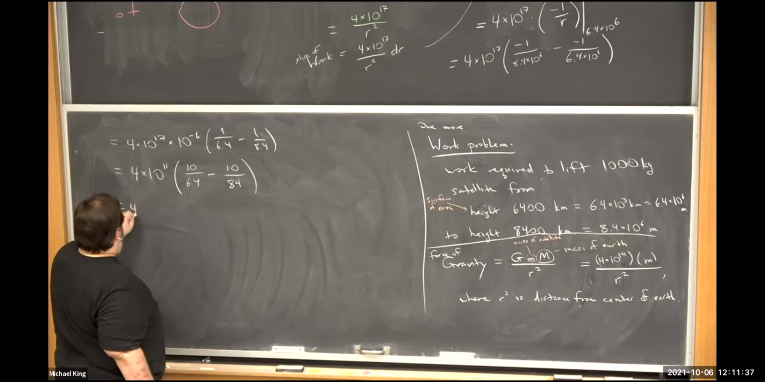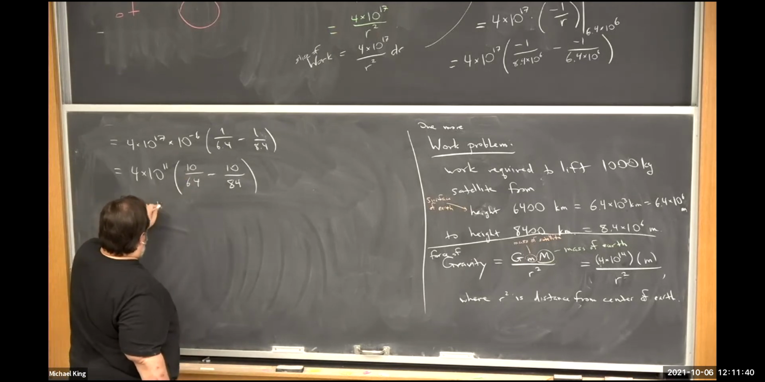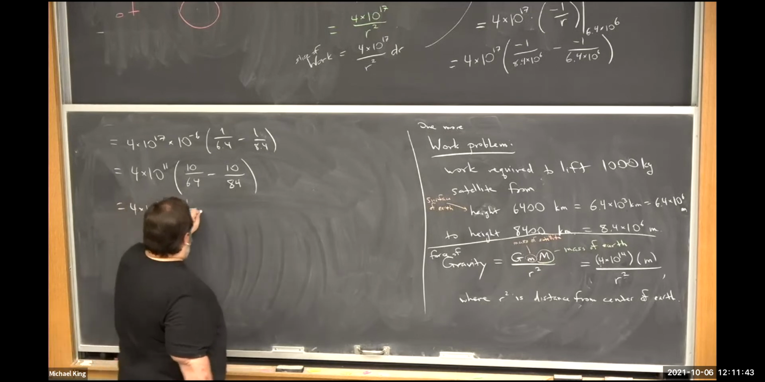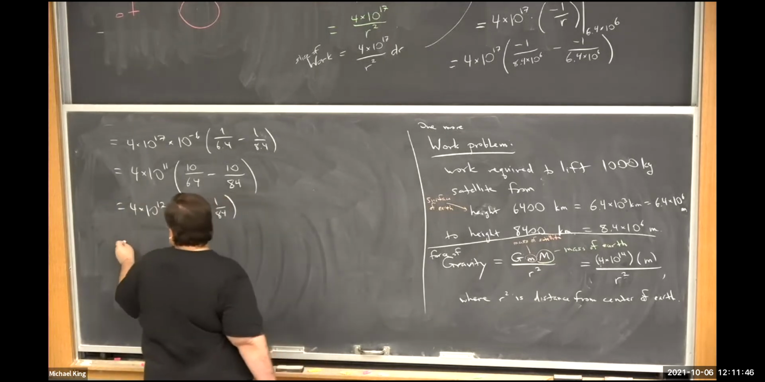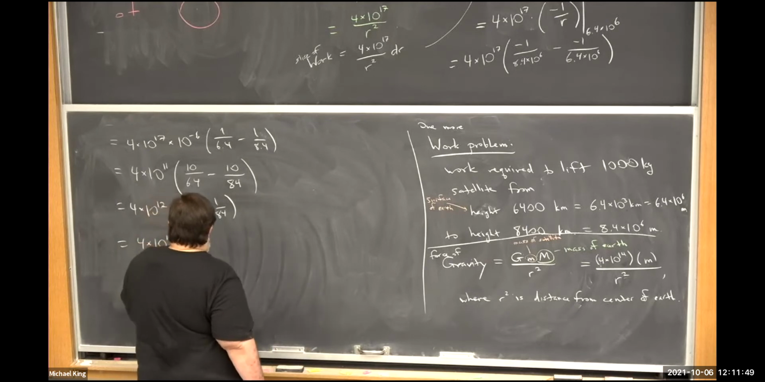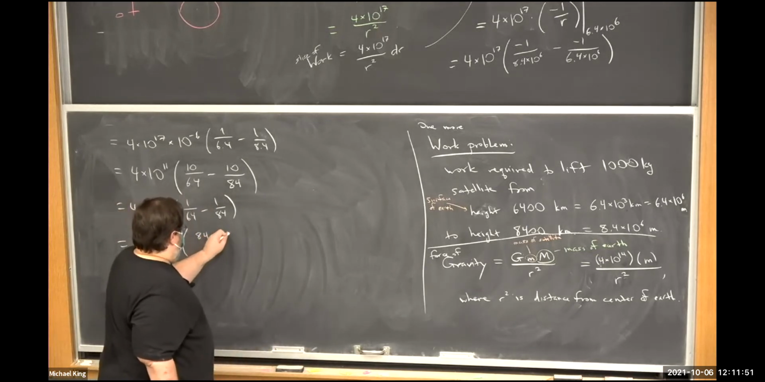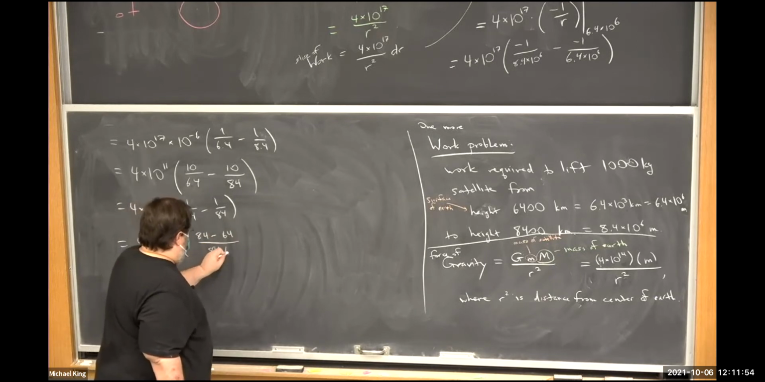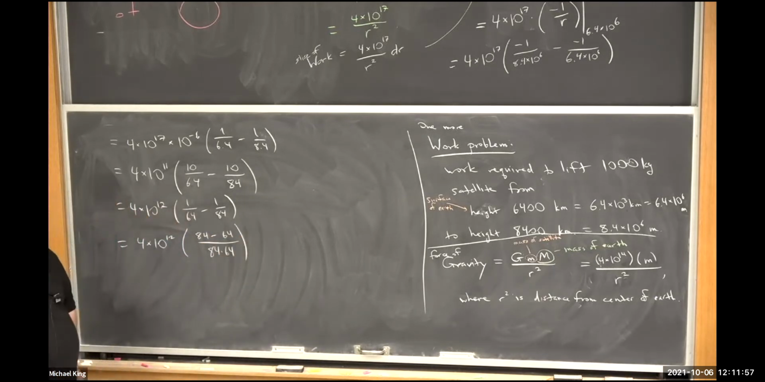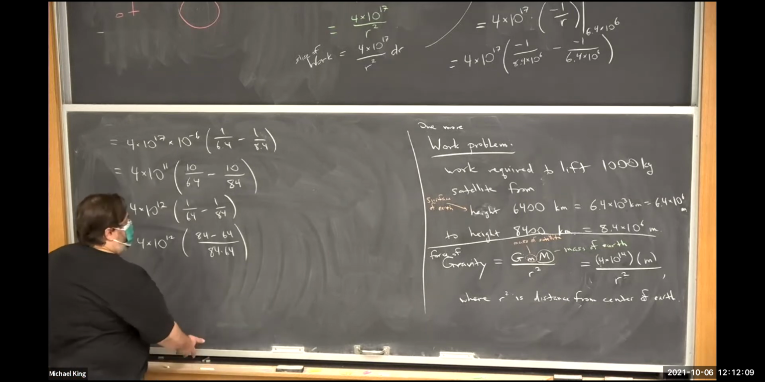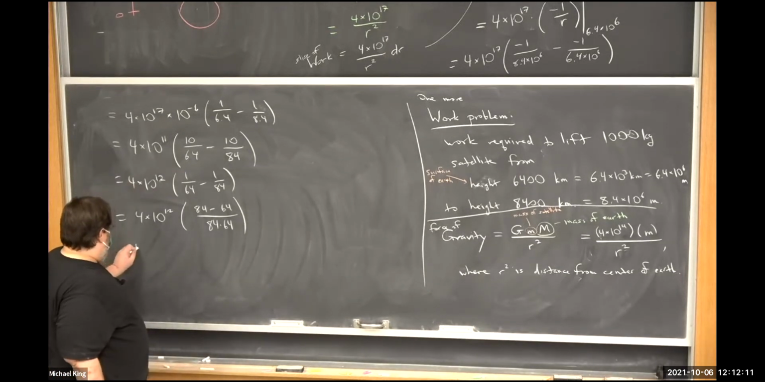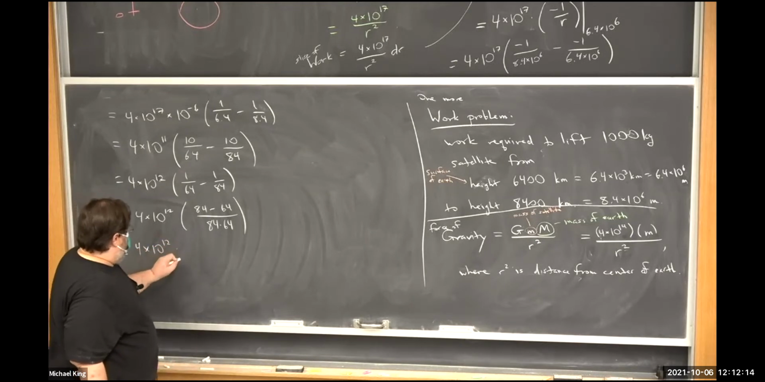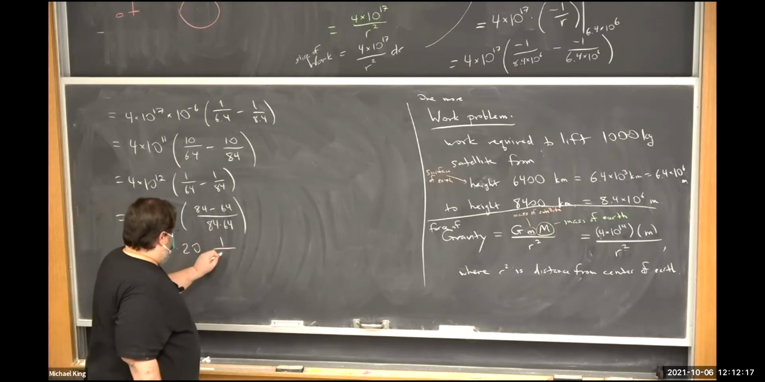Factor out a 10: 4 times 10 to the 12th, 1 over 64 minus 1 over 84. 4 times 10 to the 12th, 84 minus 64 over 84 times 64. Right, so that's how we subtract fractions. This is 20 over 84 times 64. You guys are looking at me like, what are you doing? Why are you doing this to yourself? Okay, 4 times 10 to the 12th times 20 times 1 over 84 times 64.